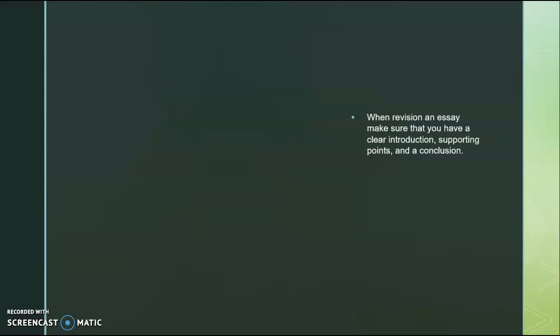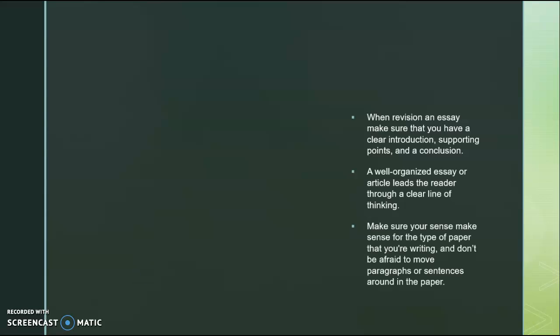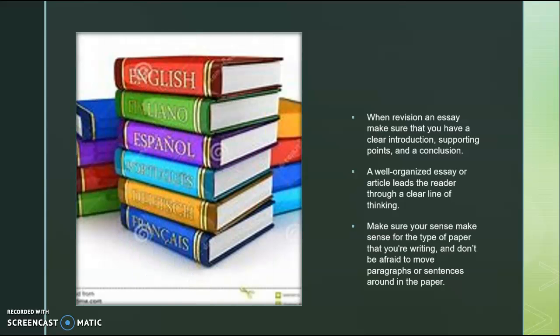When revising an essay, make sure that you have a clear introduction, supporting points, and conclusion. A well-organized essay or article leads the readers through a clear line of thinking. Make sure your sentences make sense for the type of paper that you're writing, and don't be afraid to move paragraphs or sentences around in the paper.